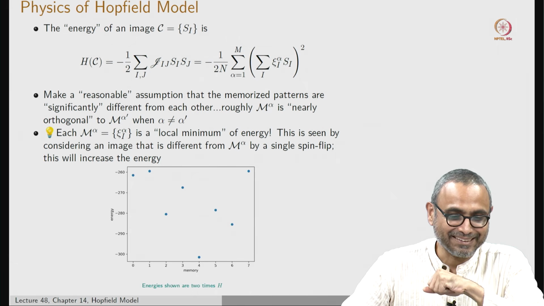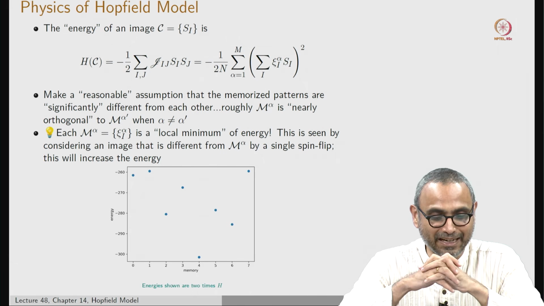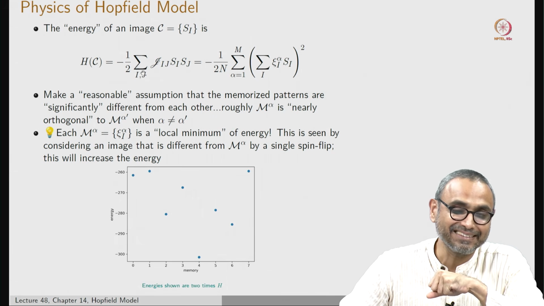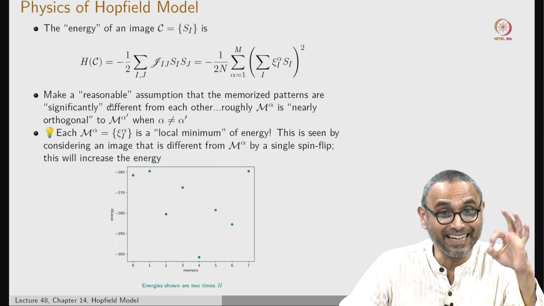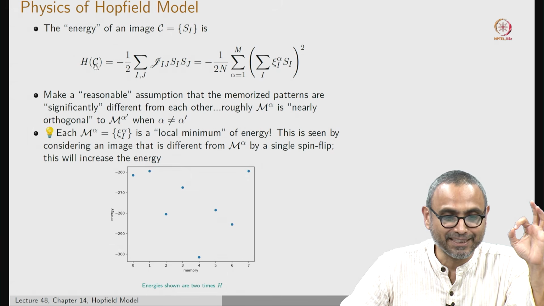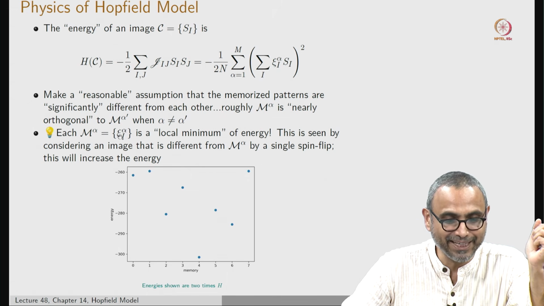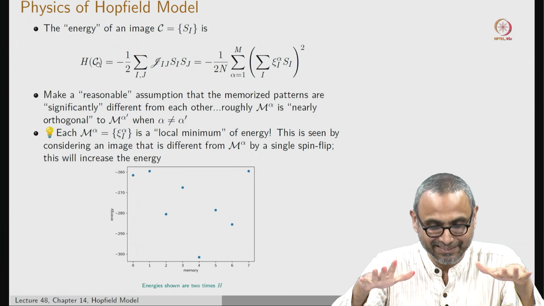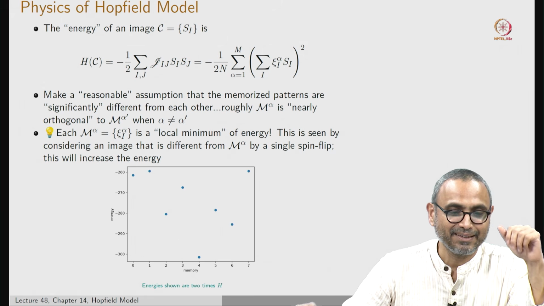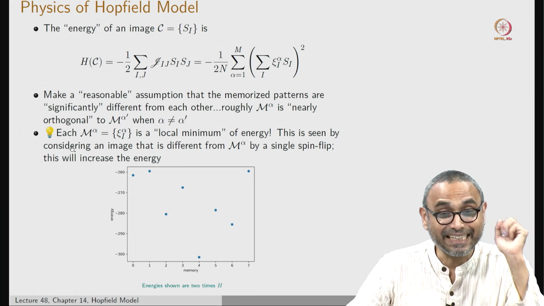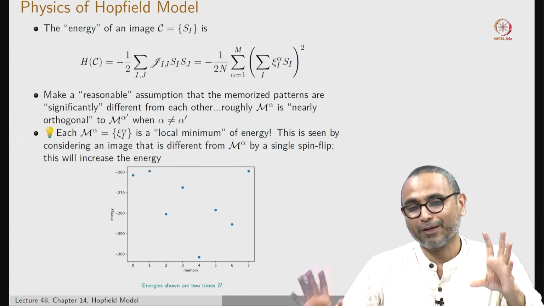If you do that, then you can make a very clear argument here. You will be able to see that each of the patterns is actually a local energy minimum of this energy function. That means if, instead of an arbitrary image, I feed the pattern itself, you will get some energy, some negative of energy, and that energy is a local minimum. What do I mean by local minimum?